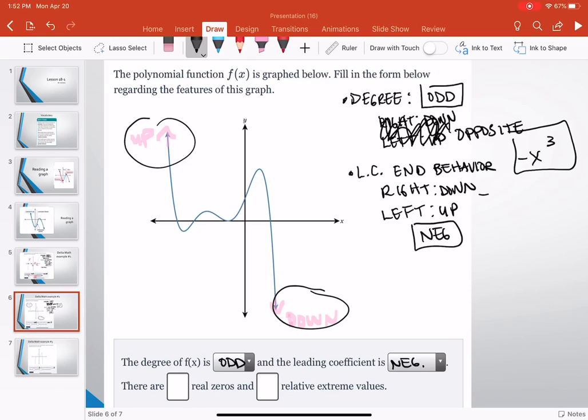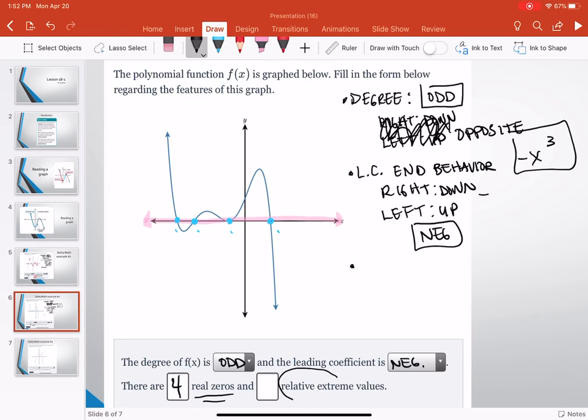Now let's look at the real zeros. So we're going to look at where it crosses the x-axis. So when our function is equal to 0, or y is equal to 0, our x values are going to be what? Well, it crosses here, it touches right there, and it crosses right there. How many is that? Well, let's count 1, 2, 3, 4 of them. So we have 4 real zeros. Okay, and let's go over what it's asking for, relative extremes.